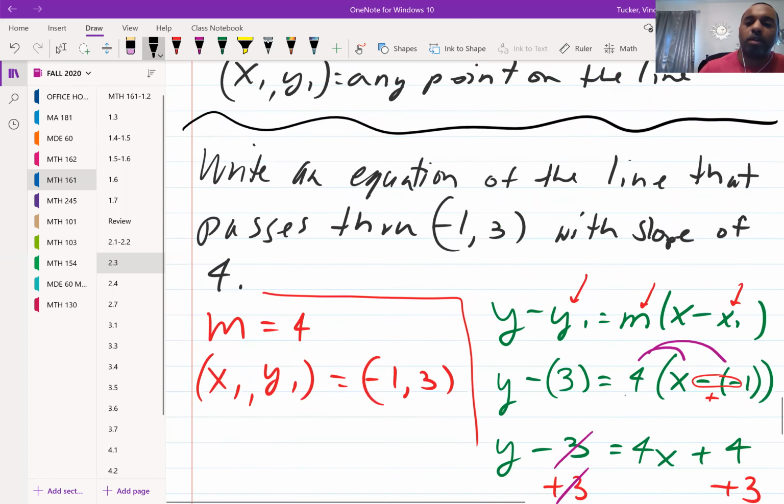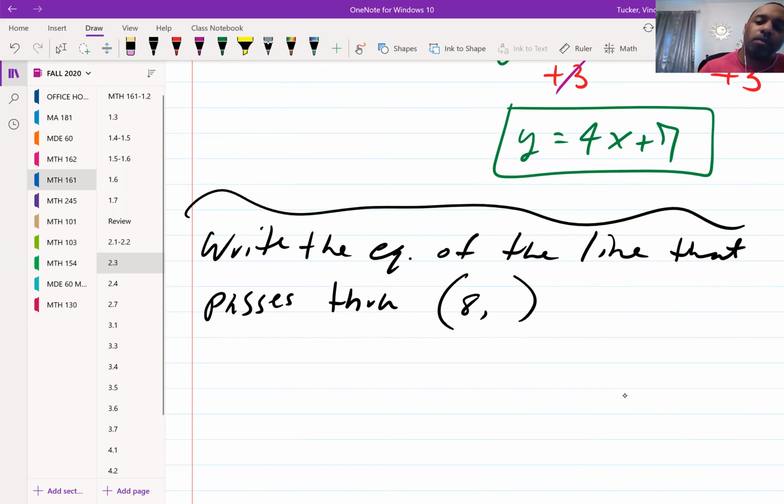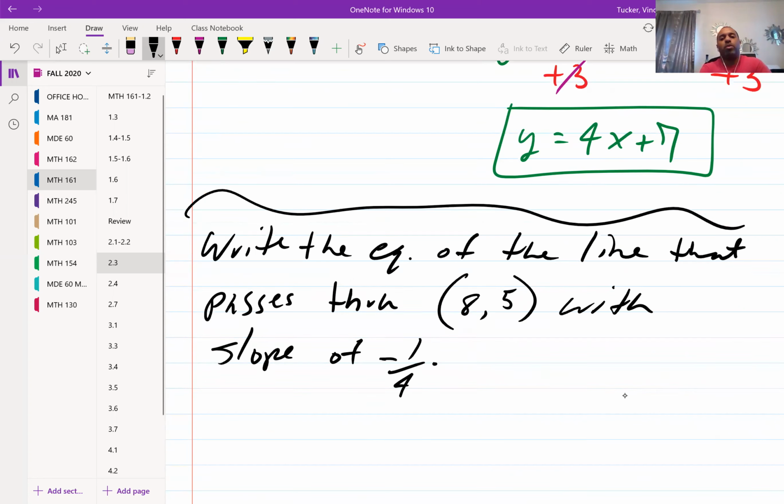Let's see what we had back here. That was 3, so I don't want to do 3. How about 8, 5? Okay, so let's do one more just to make sure we're good. Write the equation of the line that passes through 8, 5 with a slope of -1/4.